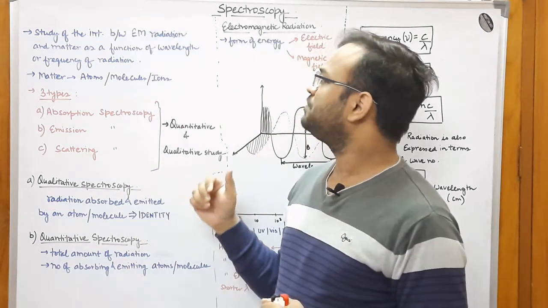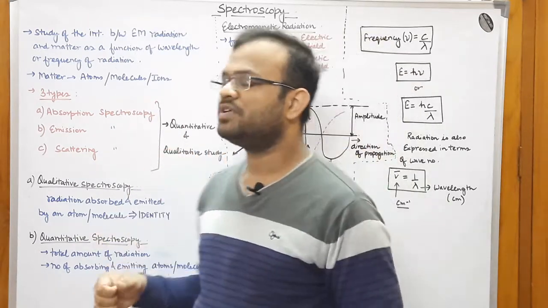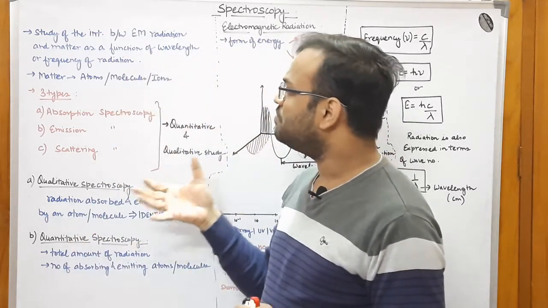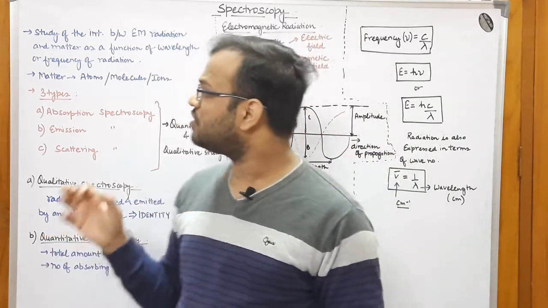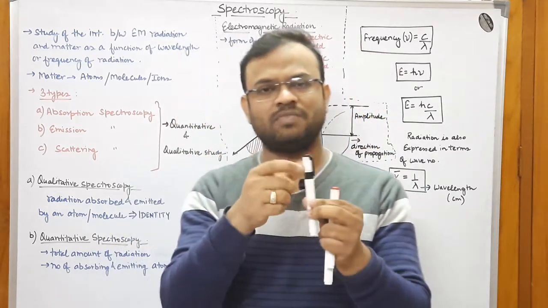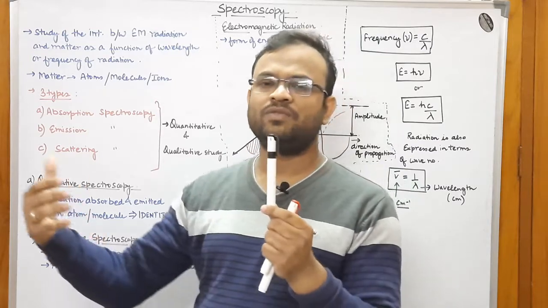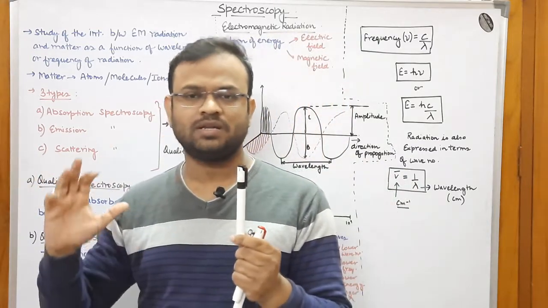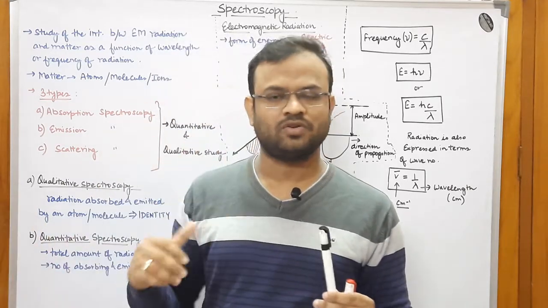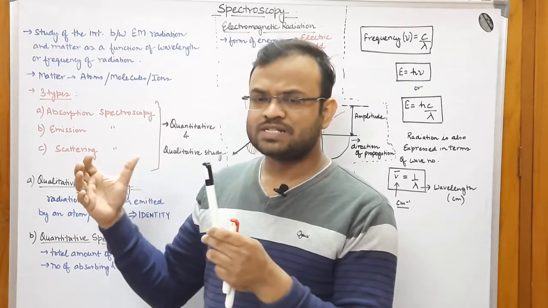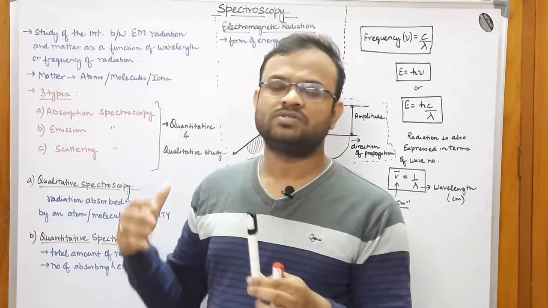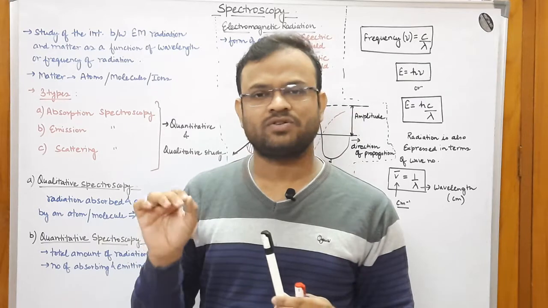What is spectroscopy? It is the study of interaction between electromagnetic radiation and matter as a function of wavelength or frequency of radiation. So let us understand this. Suppose this is some kind of a matter, okay? Whenever we are studying the interaction between matter and electromagnetic radiation, consider electromagnetic radiation as light. This can be done using the concept of spectroscopy.